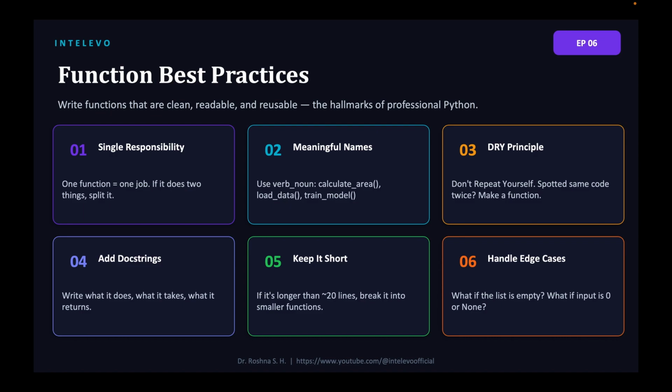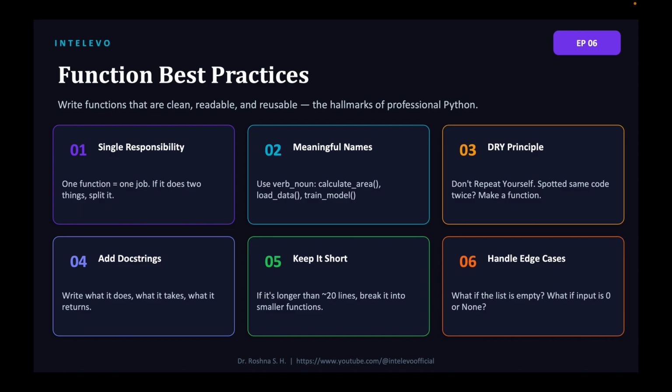And the DRY principle is don't repeat yourself. If you spot some code twice, make it a function. And always try to add docstrings whenever you write code. Write what it does, what it takes, and what it returns. If you revisit the code again after a long period of time, you must understand what has been done. Okay, docstrings means you can simply put a hashtag and write whatever you have done there, so you can remember it. If you forget it, you can understand it later.